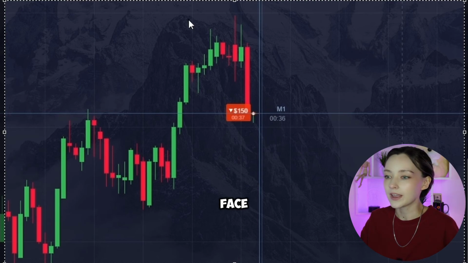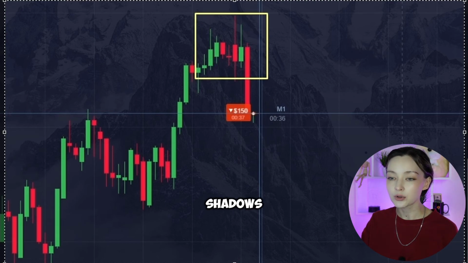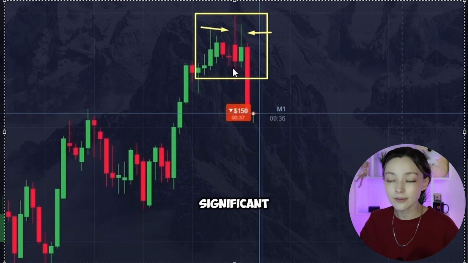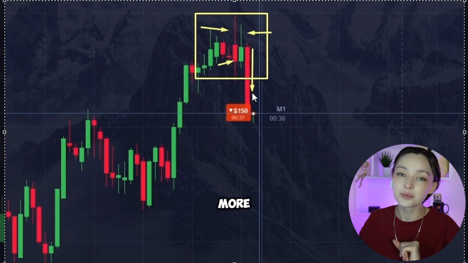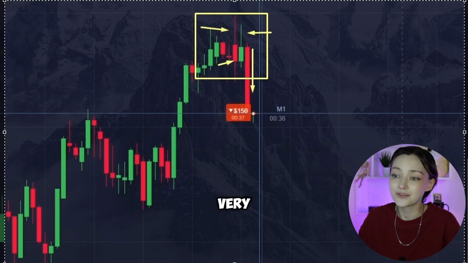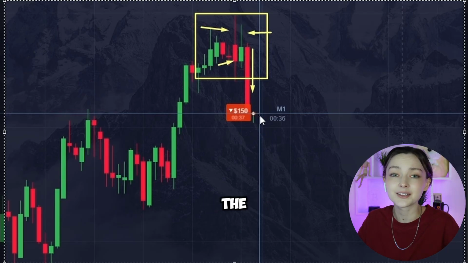Basically, if we face candles with large shadows and relatively small bodies, followed by a significant downfall, just like in this case, that's one more powerful confirmation of our entry point, because that situation is very likely to be followed by the trend switch.